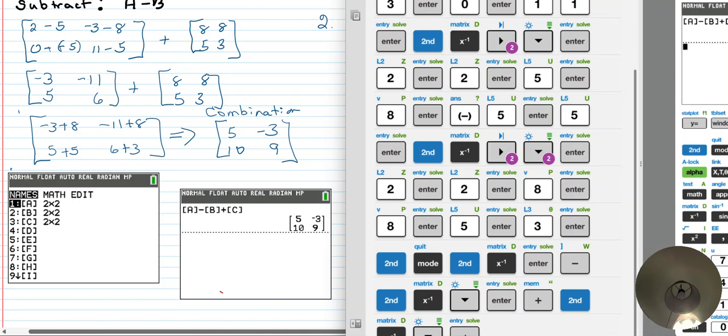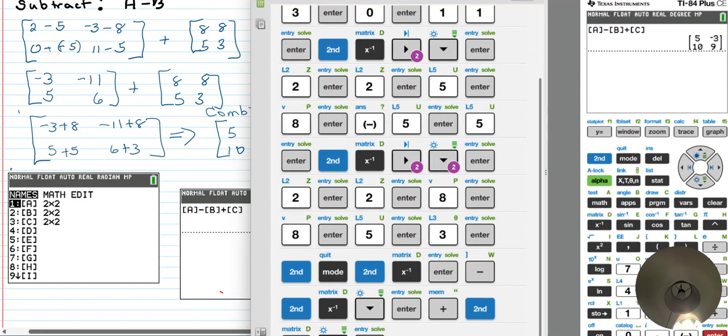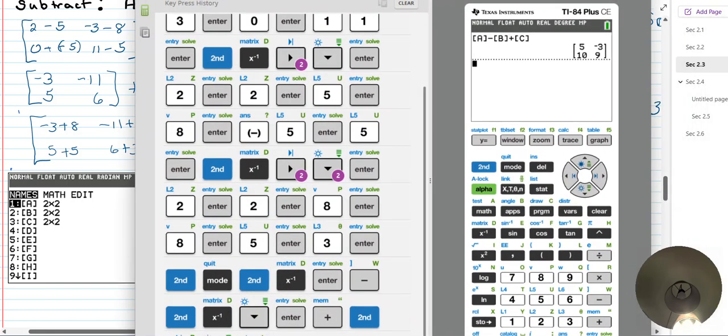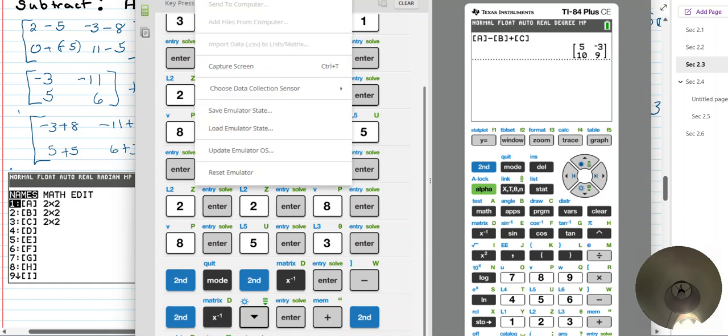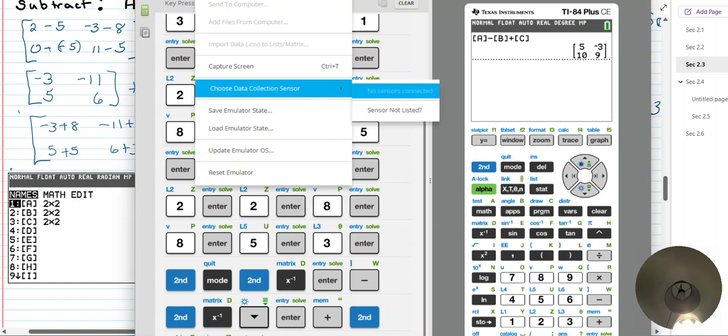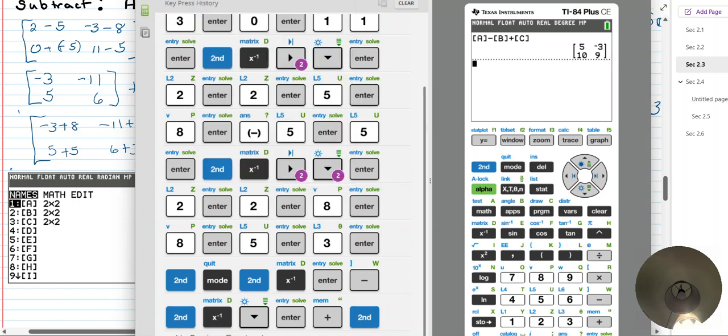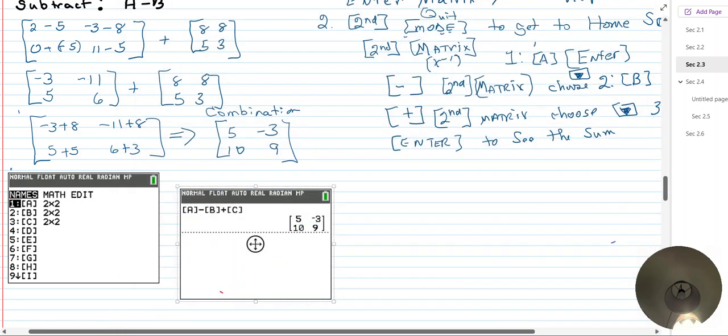Oh, sorry. I have got the panels crazy. Well, we're just going to close it. There we go. All right.